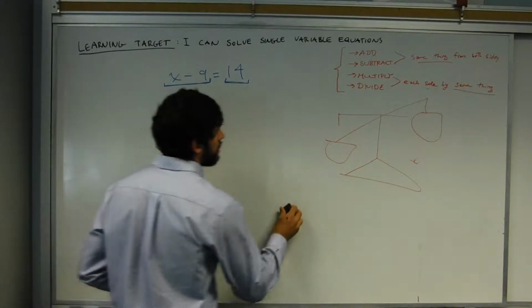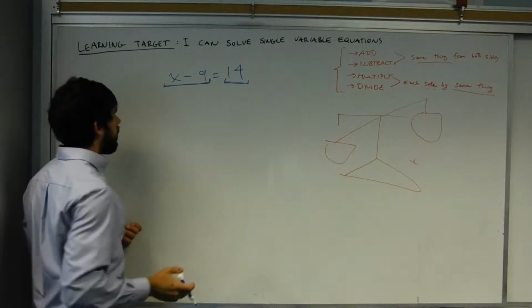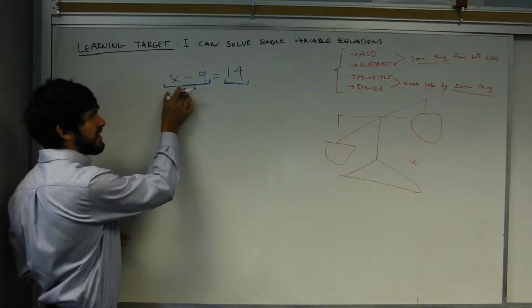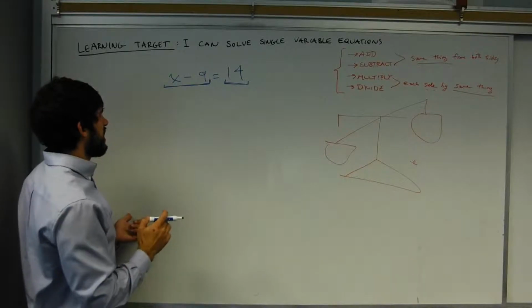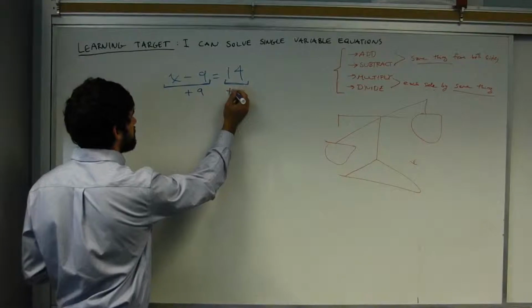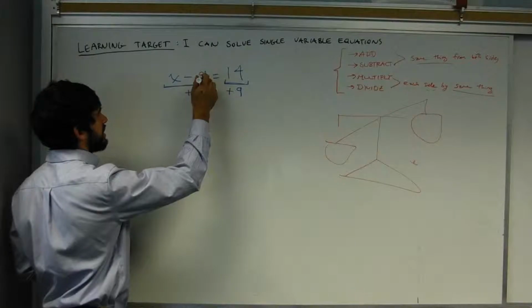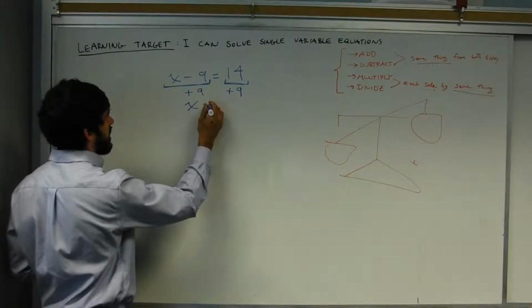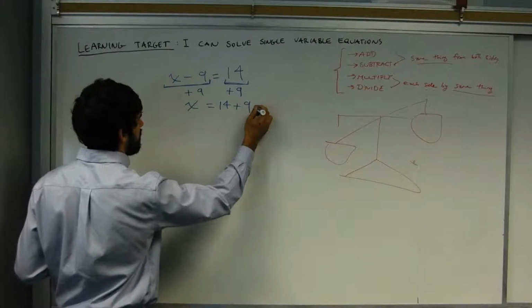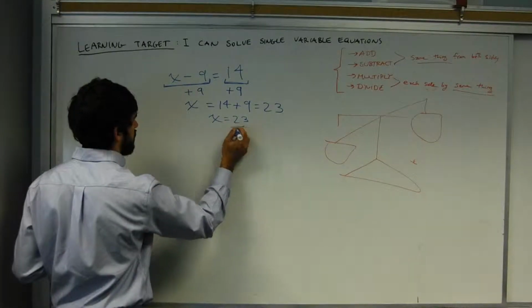So in this case, or in all cases, we want to solve for x. So we want to get the x alone. So in this case, we're going to want to add 9 to each side. So negative 9 plus 9, we're going to get a 0 on this side. So we'll get x is equal to 14 plus 9, which is equal to 23. And we solved our equation.